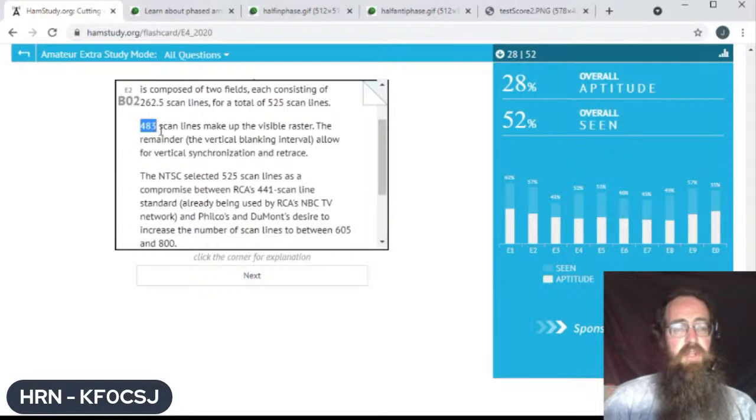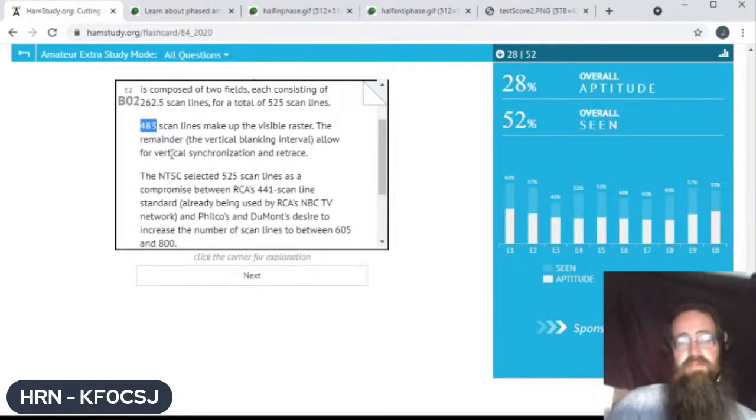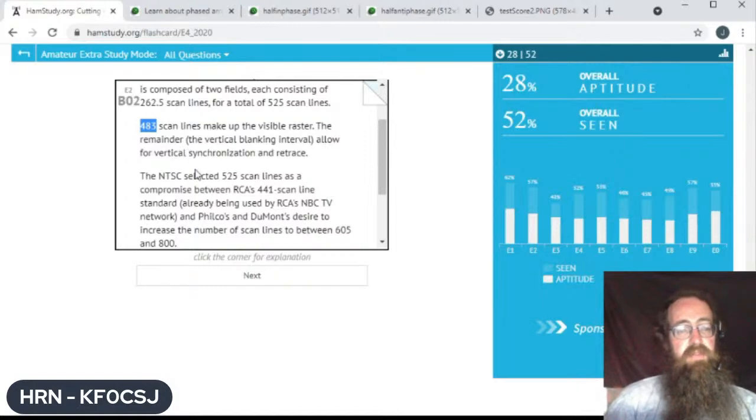$843 are visible, and the rest for synchronization and retrace. Yeah, that's one I've gotten, I usually get wrong.